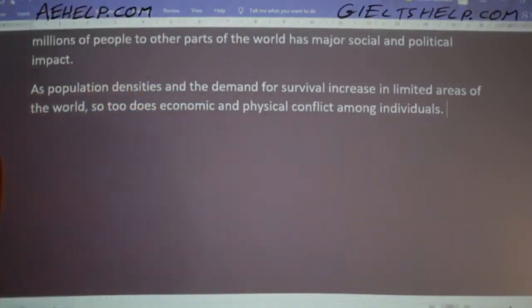Okay, so I have, as population densities and the demand for survival increase in limited areas of the world, so too does economic and physical conflict among individuals. All right.